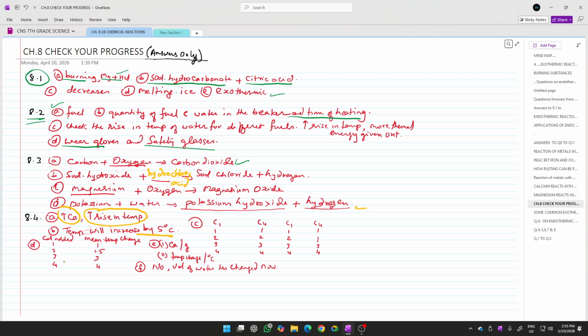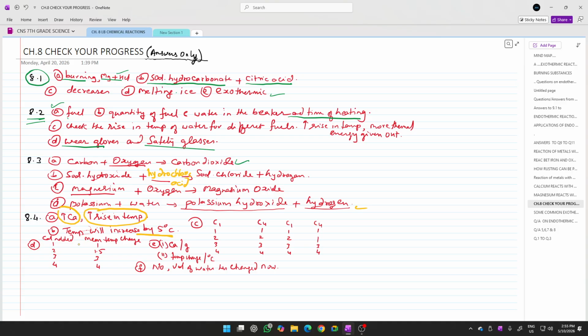And D part of the question is, okay, now D is not given. D is construct a summary of the table. Now you can prepare the summary of the table, and I have prepared it over here. So the summary of the table is: calcium added 1 gram, 2 gram, 3 gram, 4 gram. Mean temperature change will be 1, 1.5, 3, and 4. Okay, and this is the table.